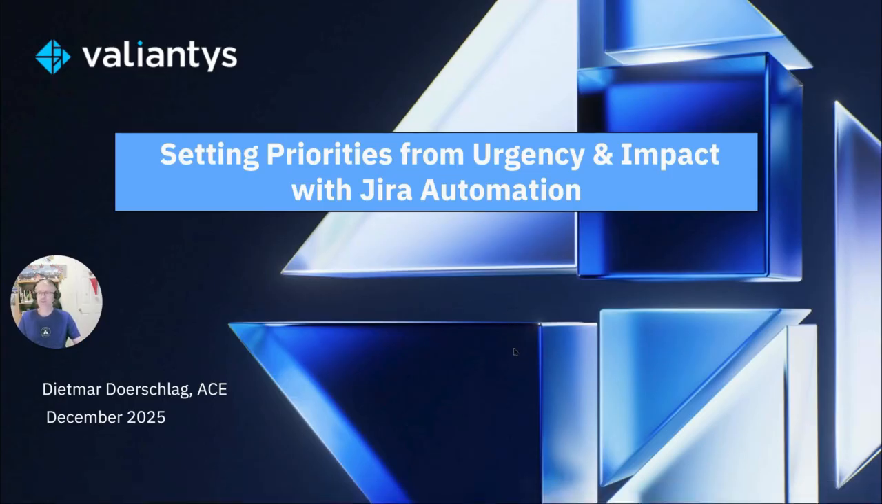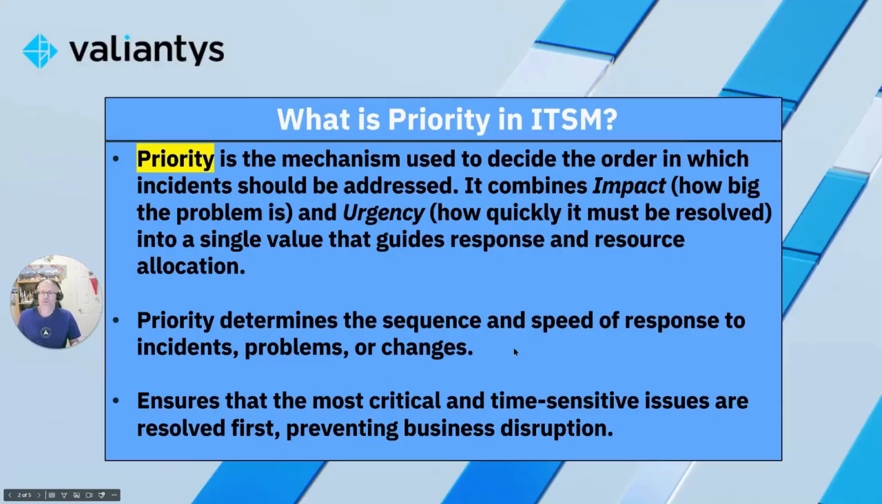So let's dive in. Now, let's start with a definition of priority. Priority in IT service management is a very key concept and it's really used all the time. Basically, priority is a mechanism that we use to decide the order in which incidents should be addressed. Of course, priority also comes into play with respect to service request fulfillment. And priority combines really two elements. It combines impact and urgency.